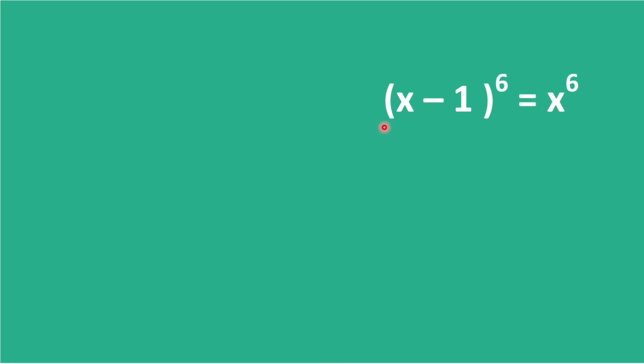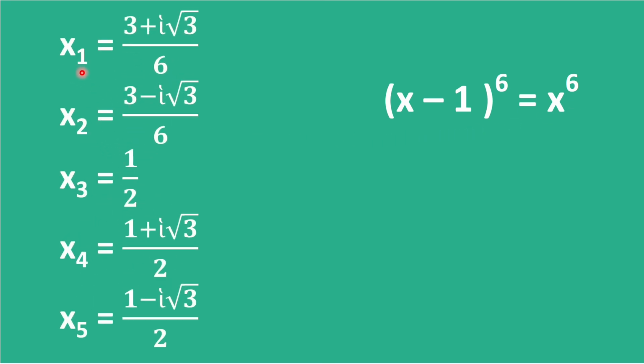So overall, this was our given question, x minus 1 all power 6 equal to x power 6, and we have 5 roots over here. So x1, x2, x3, x4 and x5, in which we have only one real root, which is x equal to 1 divided by 2, and these other 4 roots are complex roots. But the question is, we have this equation of degree 6. So apparently this looks like a degree 6 equation, but we have 5 roots.